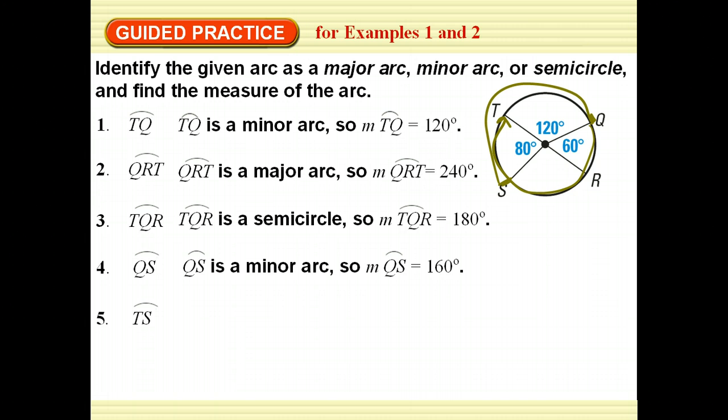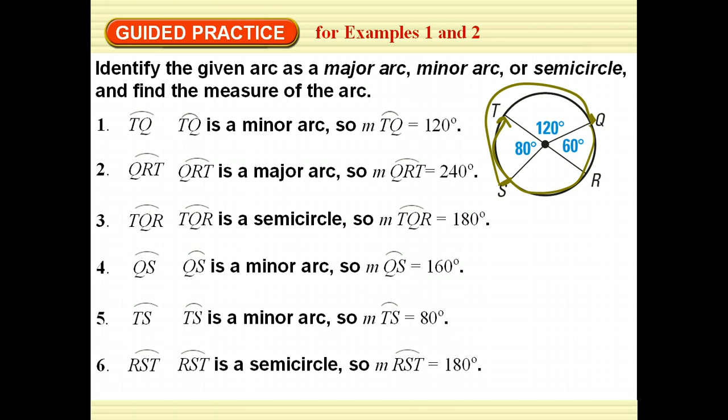TS, well, we can see that its central angle is 80, so it's just 80. And RST. RST is 180 degrees because it's a semicircle.